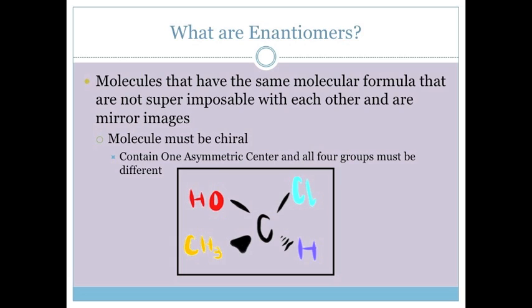For example, here is a molecule containing carbon as the central atom. It has four different groups attached to it. The first group is an alcohol group. The second group is a chloro group. The third group is a hydrogen atom. And the fourth group is a methyl group.